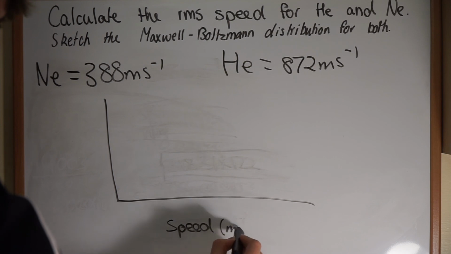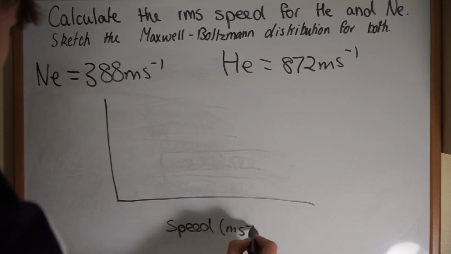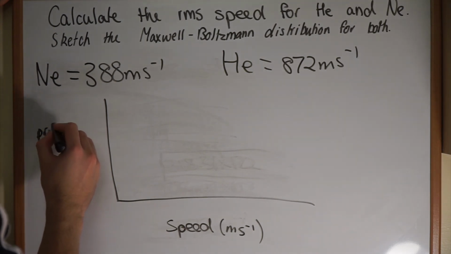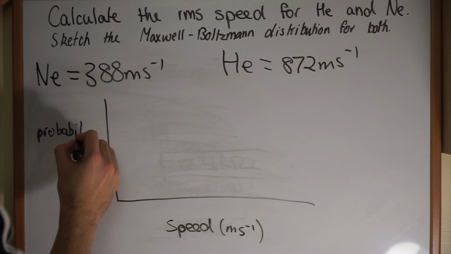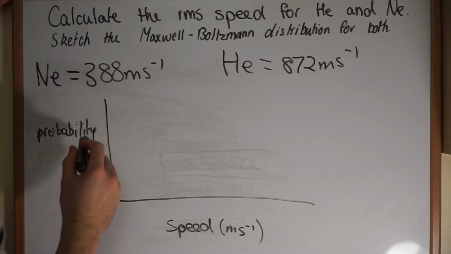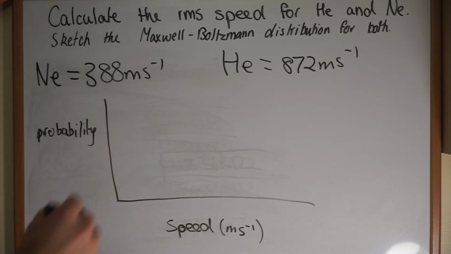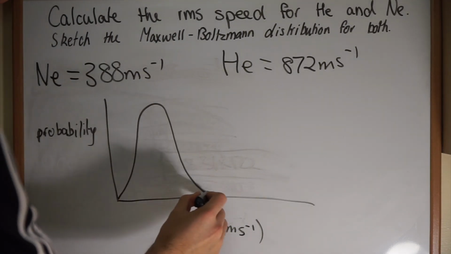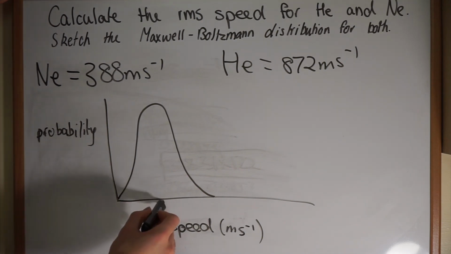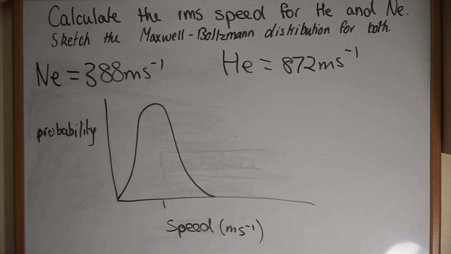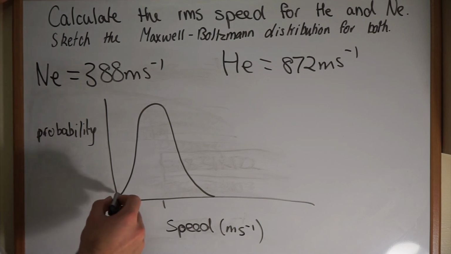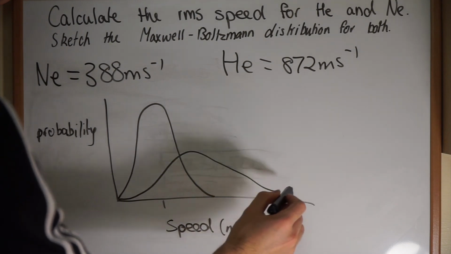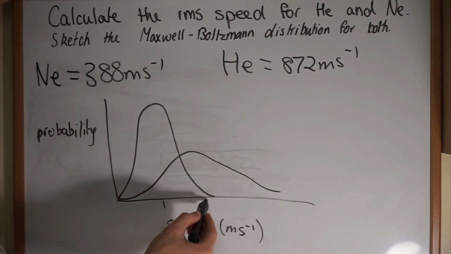So if we draw the Boltzmann distribution, the graph should be the speed on the bottom in meters per second, and then on this axis is the probability of them being at that speed. So for neon, it should look something like this, coming up almost like a spike, with the root mean square speed being about that point. And then for helium, it should be more of a bump on the graph, but it's shifted over, and the root mean square speed is about here.